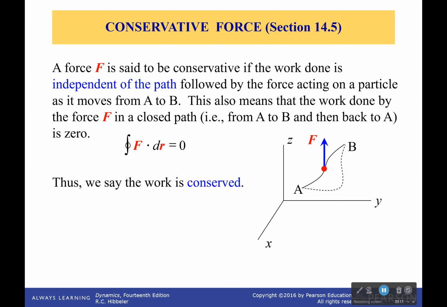So a force F is said to be conservative if the work done is independent of the path followed by the force acting on a particle as it moves from A to B. Another way we can think about this is that the work done by the force in a closed path, so from A to B and then back to A, is zero. Thus we say the work is conserved. Like with that spring, we apply a force and it stretches, and then we let go of the force and it goes back down.